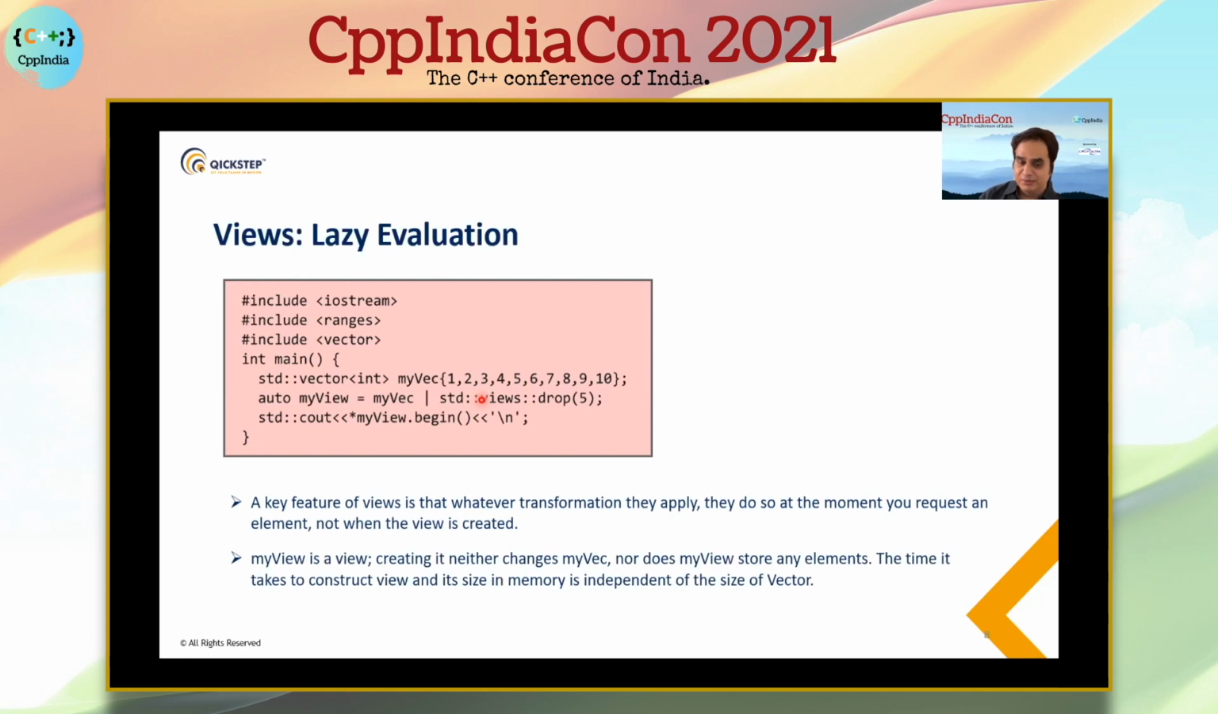So now here you can see in my view, this is basically a view which I am creating. When I create a view, it neither changes my vector. So basically, whatever views I am creating, they do not impact my original range. And my view does not store any element. The time it takes to construct views and its size in memory is totally independent of the vector. So there is no dependency between the original range which I was using and the final view which I'm going to construct out of that range.